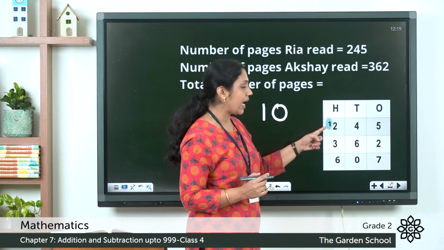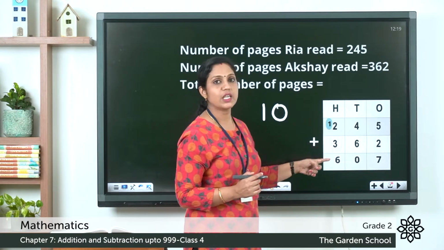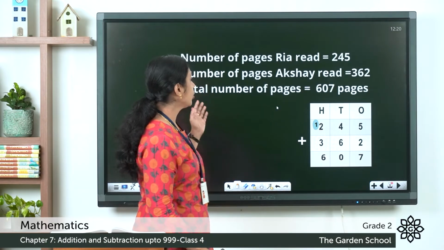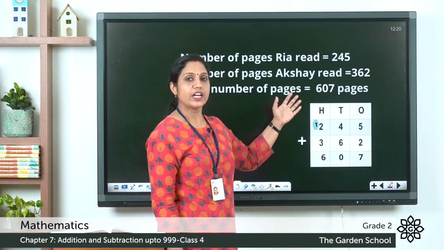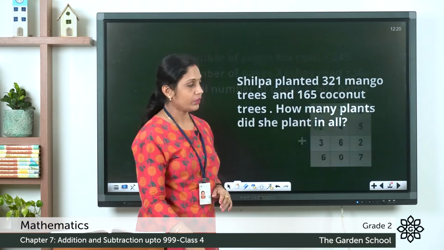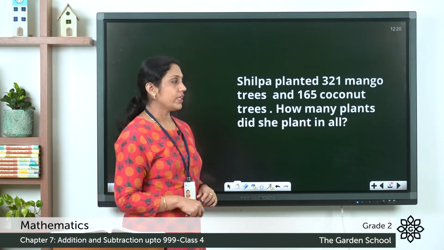And with that 3 we'll add the next 3. 3 plus 3 is equal to 6. So we got the answer 607. So the total number of pages Ria and Akshay read is equal to 607 pages. Now let's look at the next question.